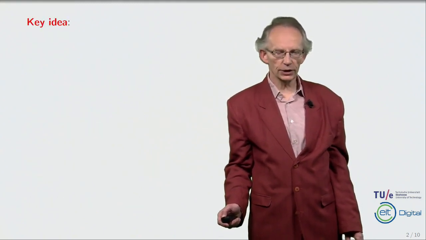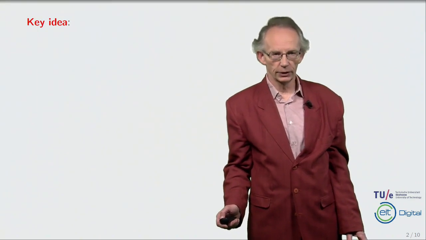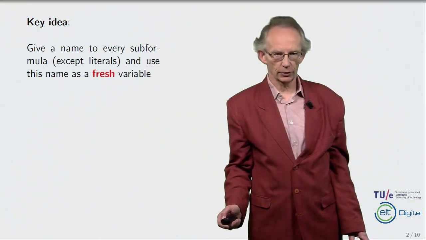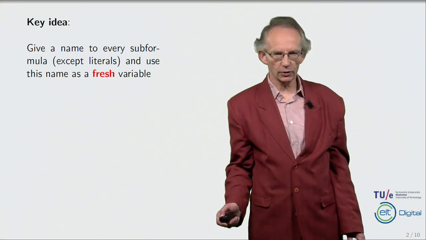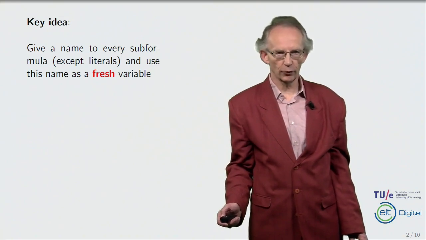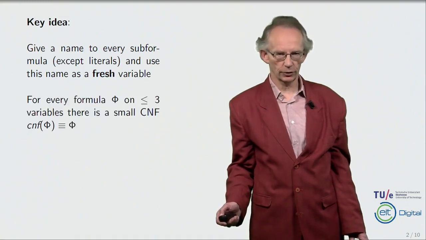The key idea is that we do not try to find a formula which is logically equivalent to phi, but we add extra variables. More precisely, we give a name to every subformula except for literals, and we use these extra names as fresh variables in our formula. So the resulting formula is not only on the original variables, but also on these fresh variables.